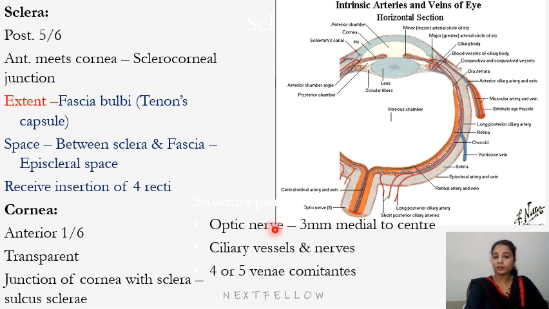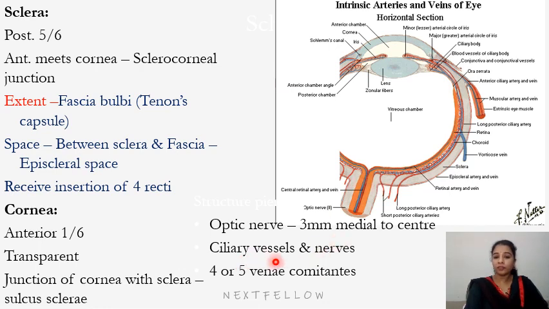The optic nerve emerges, piercing the sclera at the cribriform sclerae. It is 3 mm medial to the center or posterior pole. The point where it emerges is called the optic disc, and it is the physiological blind spot of the eyeball.